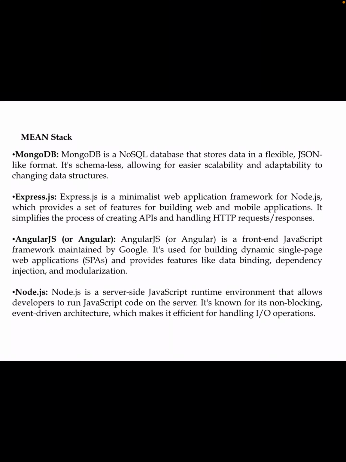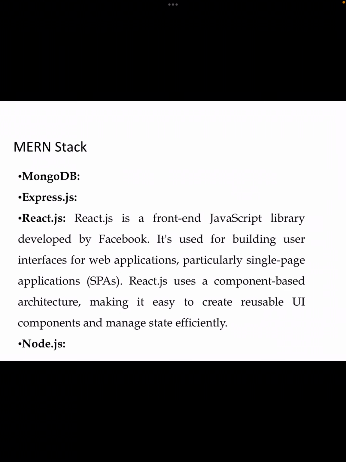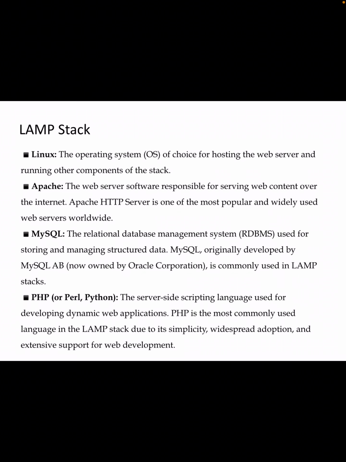AngularJS is a front-end JavaScript framework which is maintained by Google. It is a single-page web application framework, used for data binding, dependency injection and modularization. And Node.js is a server-side JavaScript runtime environment, which basically runs JavaScript code and is used for I/O operations. In the MERN stack, here also we use MongoDB and Express.js, and React.js is a front-end JavaScript library developed by Facebook, which is also used for single page applications, and we use Node.js.